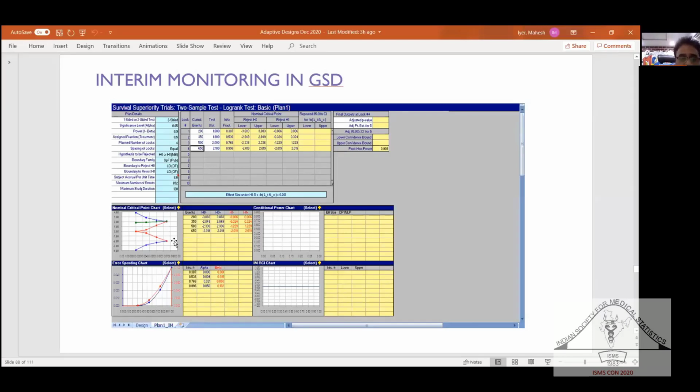In this case, if your green dot had been greater than 2.336, let's say the green dot was 2.4, which is right around here, if that had been the case, then you could have stopped at the third look and said that your drug is better than placebo.